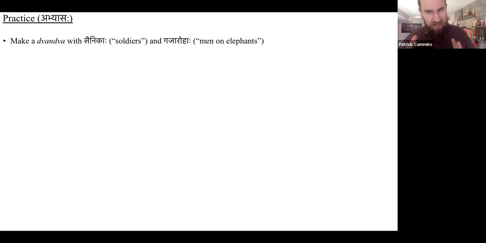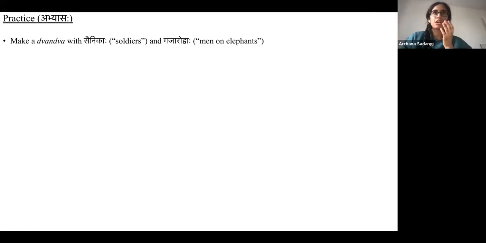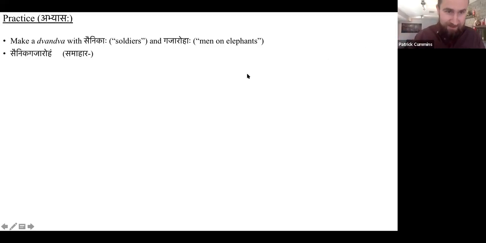Should it be a samahara, neuter singular? Should it be itaretara, sort of cumulative? So I think this one is a samahara dvandva because it's like two parts of an army. So Sainika, Gajaroha. Perfect, very good. Exactly right. It's a samahara dvandva because it's parts of an army.